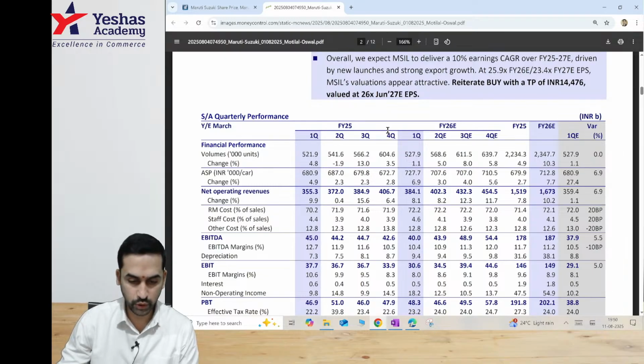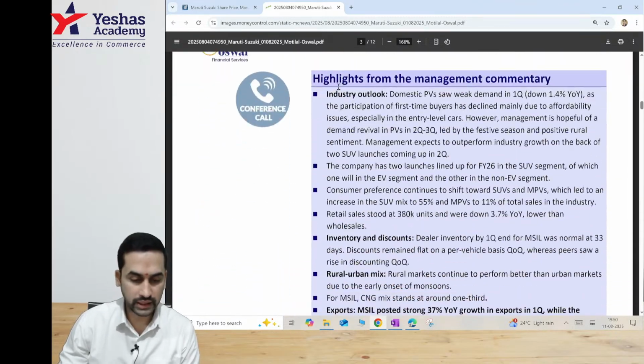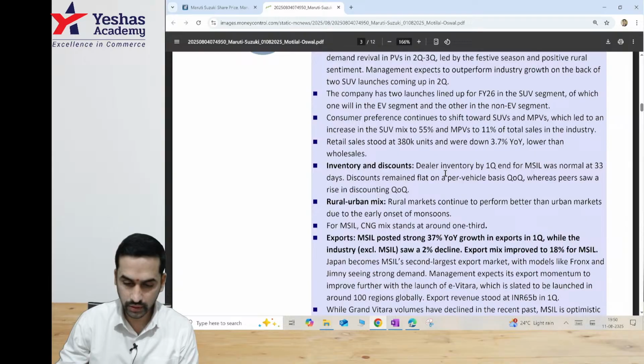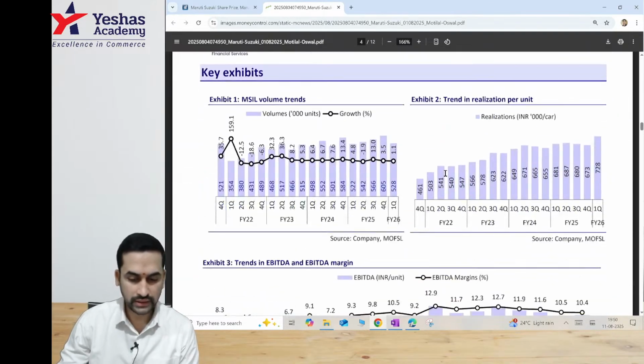Okay, these are 4 quarters of FY25. Then estimate 4 quarters and FY25. This is full year, and FY26 full year, but you have E. That means this is an estimated number. Okay, coming down. Then they have made some highlights, the important points for investors to look into. And then there are volume trends.